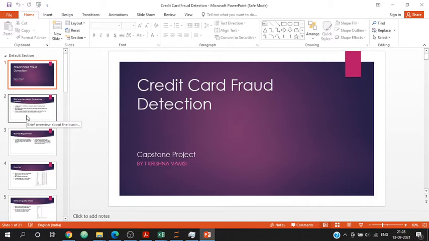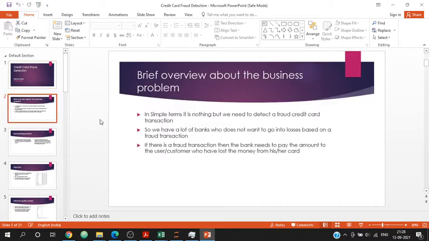In credit card fraud detection, first we have an initial analysis where we have a brief overview about the business problem. In basic terms, we need to detect the fraudulent transaction well in advance, before the transaction could even happen, in a matter of seconds. For that, we need a proper model which can detect a pattern and may intimate the user or the bank saying that this particular transaction may be a fraud transaction.